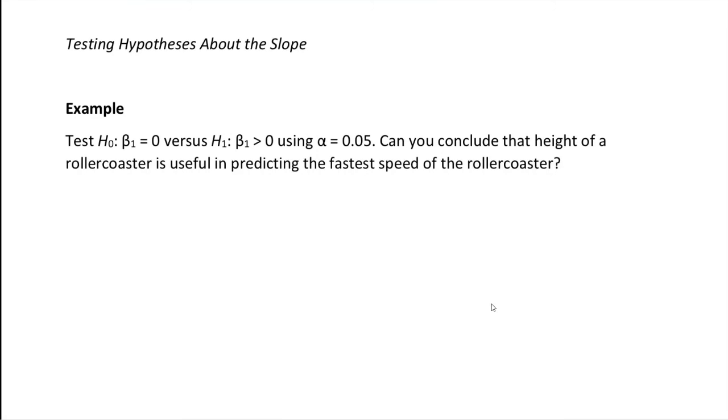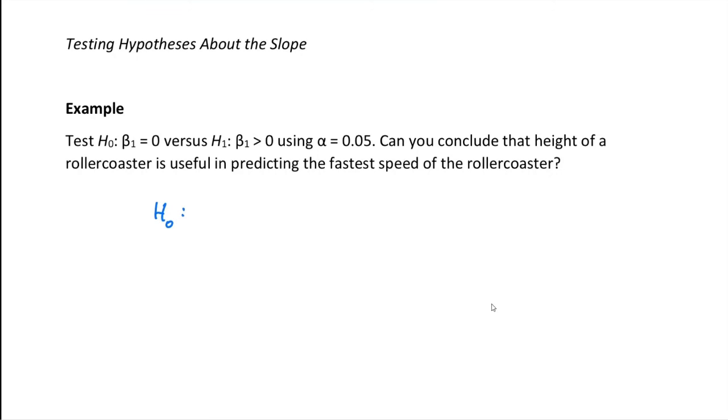So we want to test the hypothesis where the null is that the slope is 0. And the alternative is that the slope is greater than 1 using an alpha equals 0.05. So using a significance level of 5%. Can we conclude that the height of a roller coaster is useful in predicting the fastest speed of a roller coaster? Okay, let me explain this. That's kind of a lot here. Let me kind of rewrite this in the form that we are familiar with.